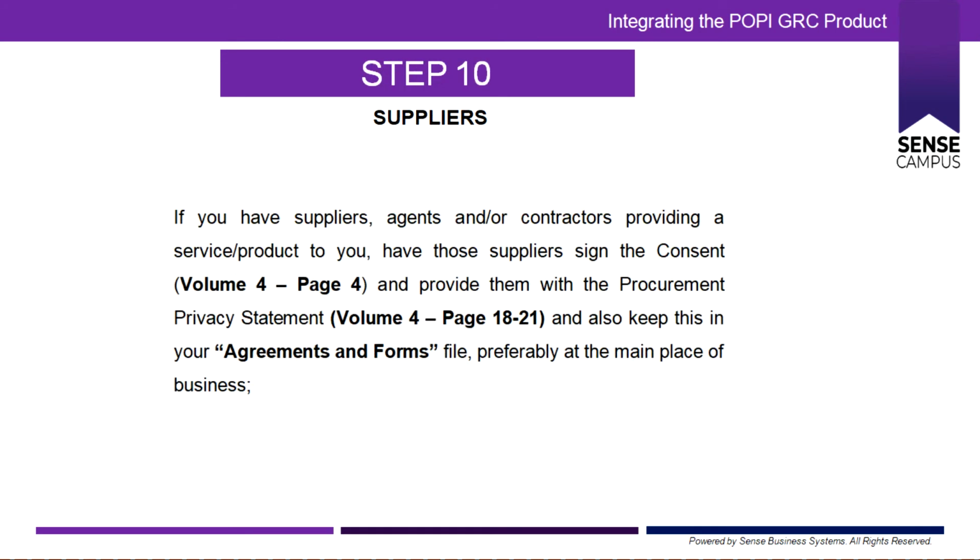Step 10. Your suppliers. If you have suppliers, agents or contractors providing a service or a product to you, have those suppliers sign the consent, contained in Volume 4, Page 4, and provide them with the Procurement Privacy Statement, contained in Volume 4, Page 18 to 21, and also keep this in your Agreements and Forms file, preferably at the main place of business.